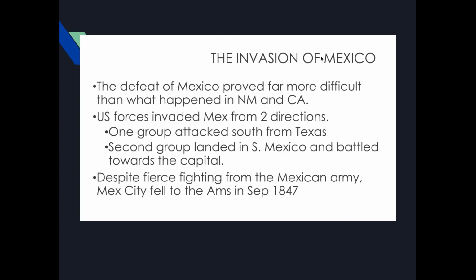The invasion of Mexico. We can turn this into a very simple question: how was Mexico invaded? The defeat of Mexico proved far more difficult than what happened in New Mexico and California, because there wasn't really a shot fired for California. So U.S. forces invaded Mexico in two different directions. One group attacked from the south from Texas, and the second group attacked South Mexico and battled towards its capital. Despite fierce fighting from the Mexican army, Mexico City fell to the Americans in September of 1847.